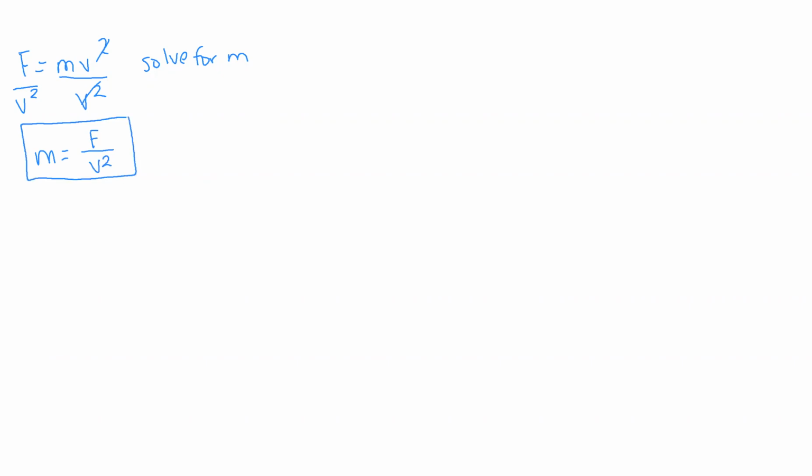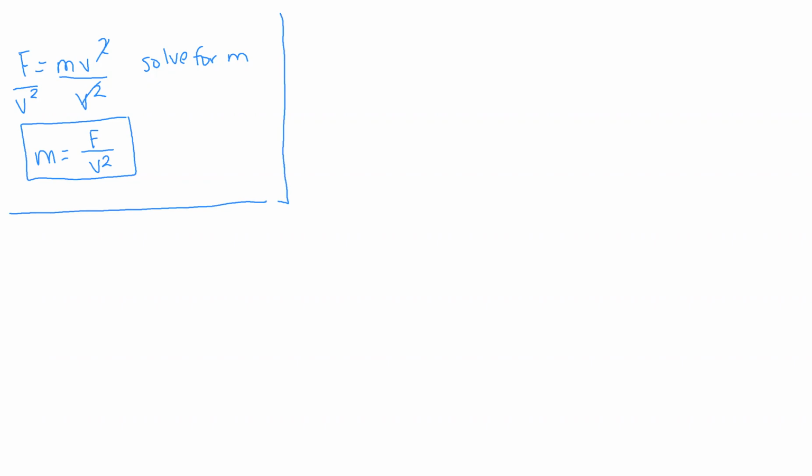Let's say that we have F equals mv squared, and we want to solve for m. In order to get m by itself, we would need to undo the multiplication of m and v squared. Luckily, there's only two terms in this equation, the F that's by itself, and the term that contains the m, so we don't have to add or subtract anything. We just have to undo this multiplication. I'm going to divide both sides of the equation, or the formula, by v squared. On the right, the v squareds cancel, and I'm left with m equals F over v squared. And that's it.